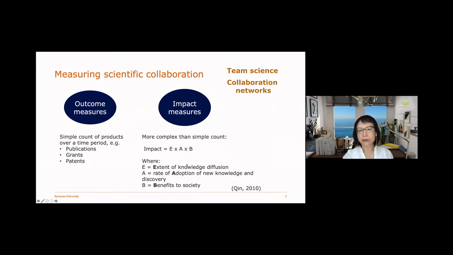Back in 2010, I wrote an article and figured out that research impact should be measured from three different aspects, because citation is so limited. It measures mostly the intellectual impact, but the other aspects are not directly measured. That's the argument for this.